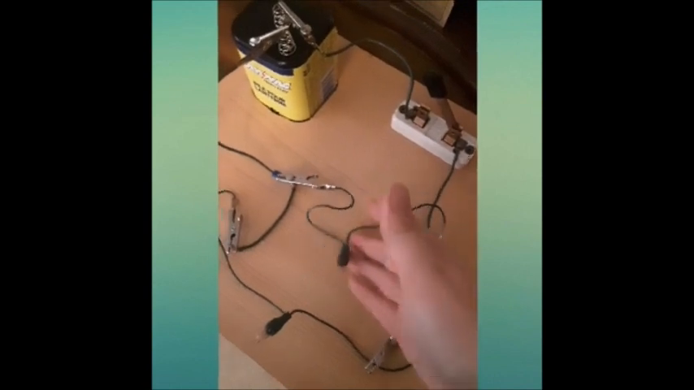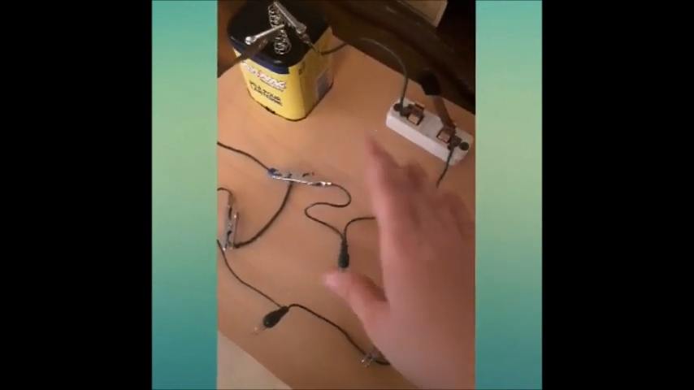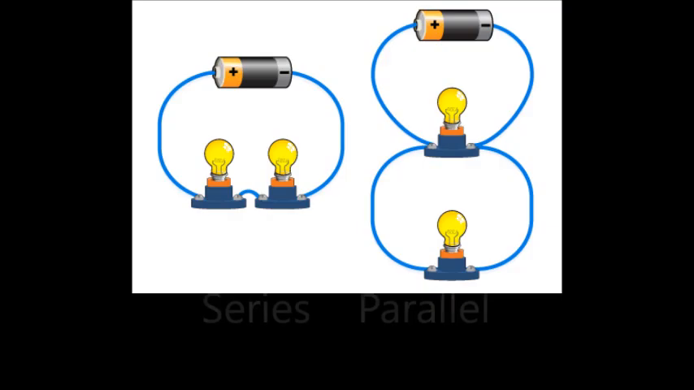A series circuit is a circuit with one path to the battery, as shown in this demonstration here. One path. And the parallel circuit is more than one path. This one has two paths. One here going around and one right in here coming around the back side.